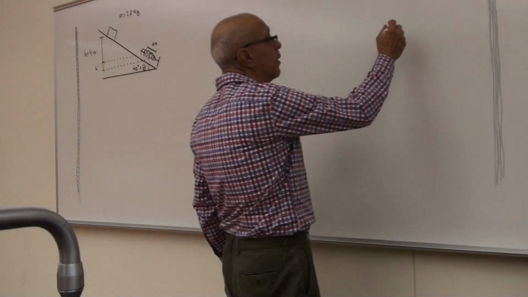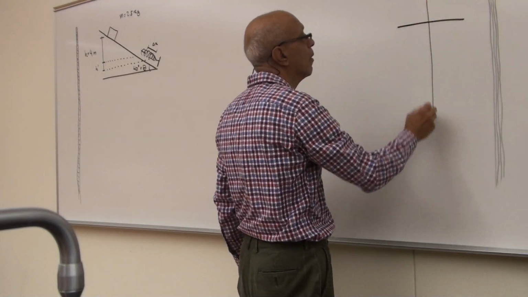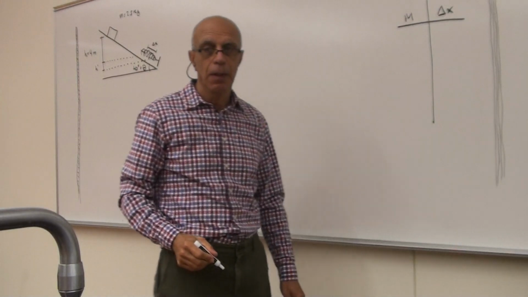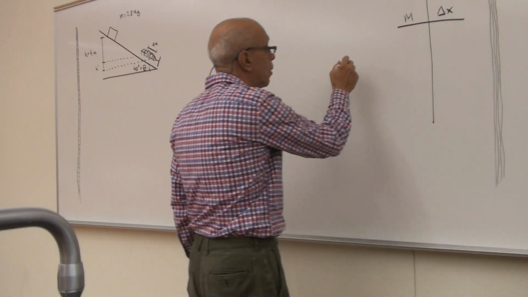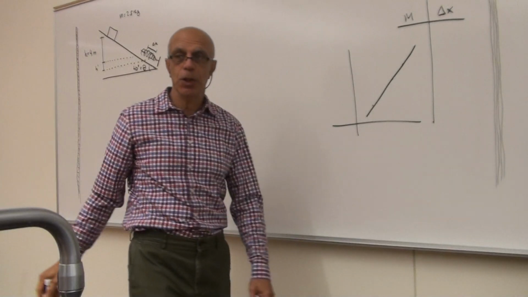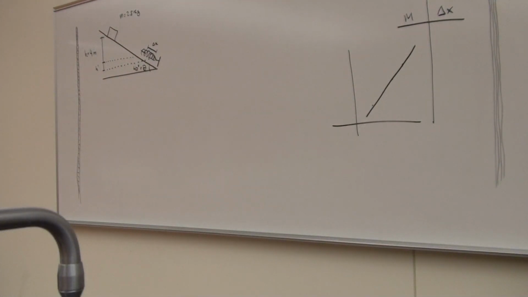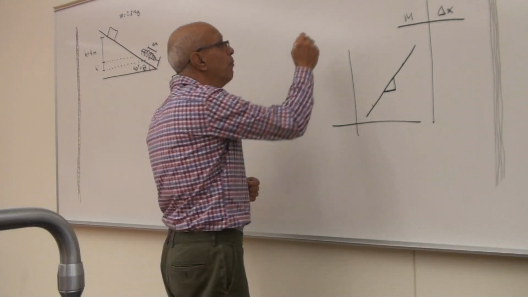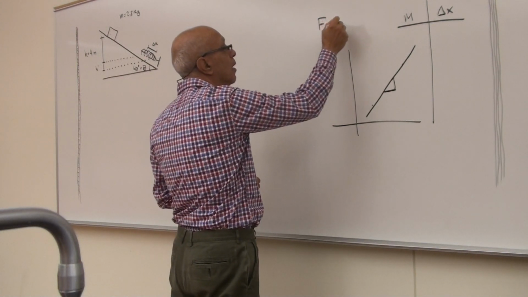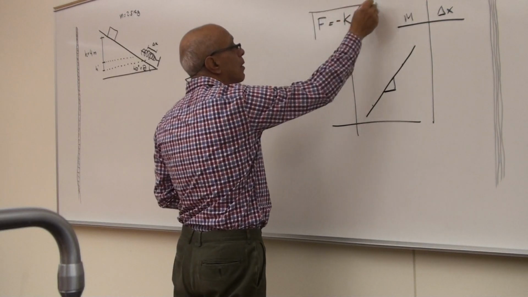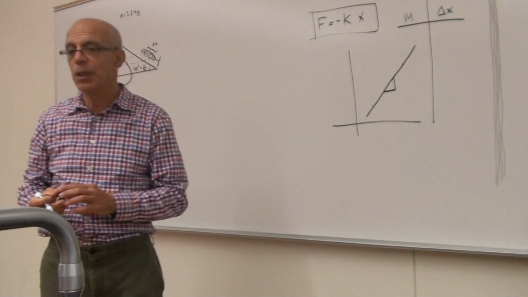So if I have a table with the different masses and the displacement, I'm going to learn that it's going to be a straight line. The straight line is related to a constant that depends on the spring. So the force is proportional to x, okay? That's what we learned from doing this kind of experiment.